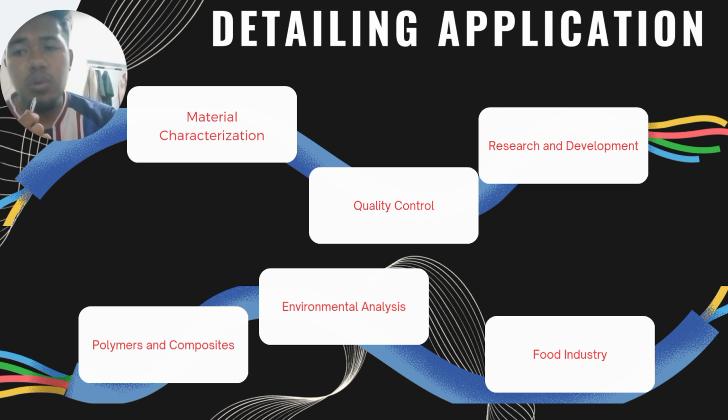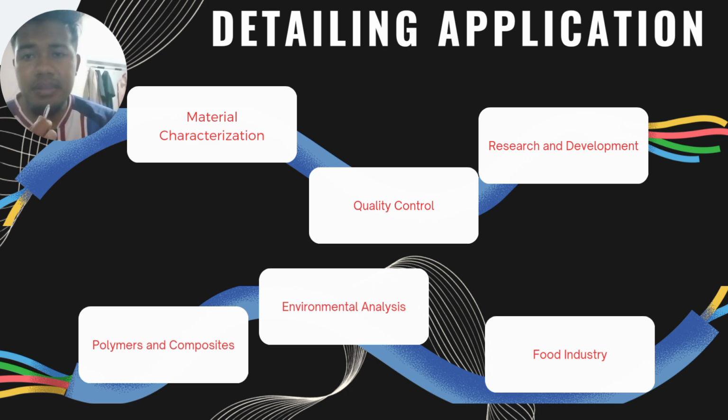Second is quality control. TGA is used in manufacturing to ensure the consistency of raw materials and final products. Third is research and development. TGA aids in the development of new materials with desired thermal properties, providing detailed information on thermal stability and composition. Next, environmental analysis.